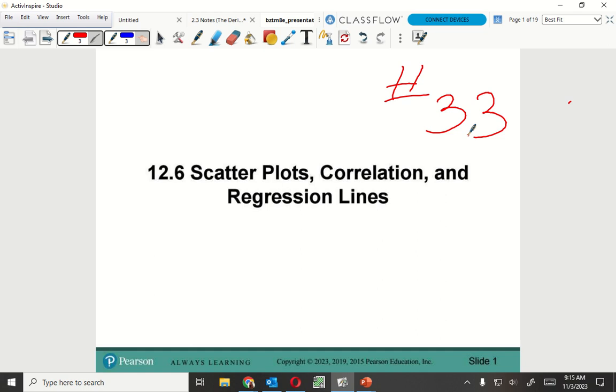So NumWorks is amazing for this. The whole reason why I actually went to NumWorks from previous calculators that we were using, Desmos, all that other stuff, is because of plots and regression. This unit made me change everything because this calculator works so much better for all of this. So, scatter plots, correlation, and regression lines.